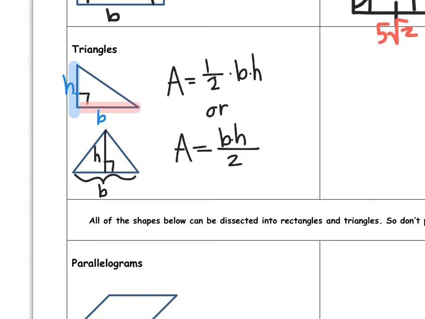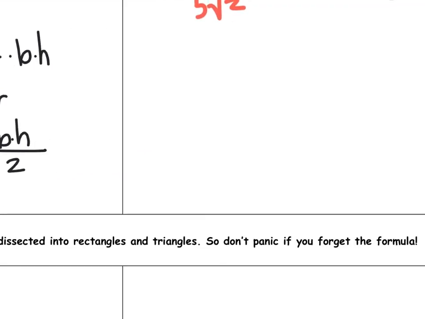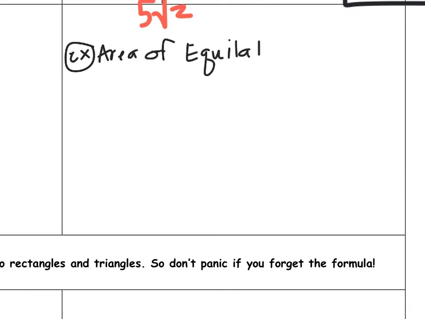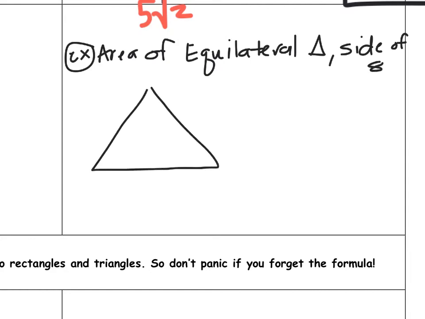All right, for our example in this one, I'm going to find the area of an equilateral triangle that has a side of, let's say, 8. So I'm going to draw my equilateral triangle. I know all the sides are 8, and that means that my angles are 60 since all the sides are 8.